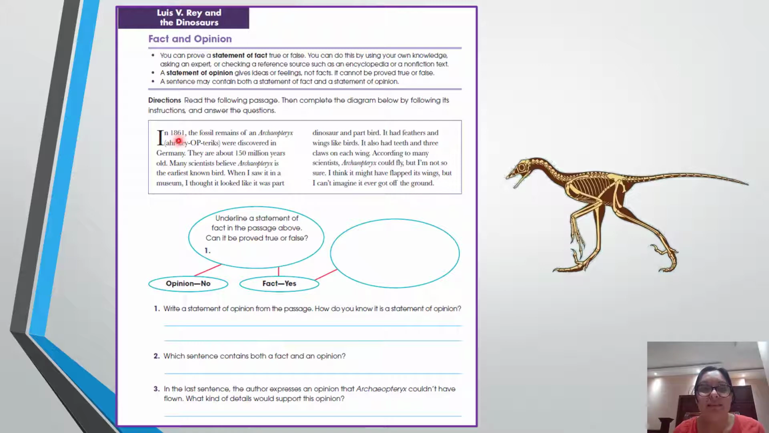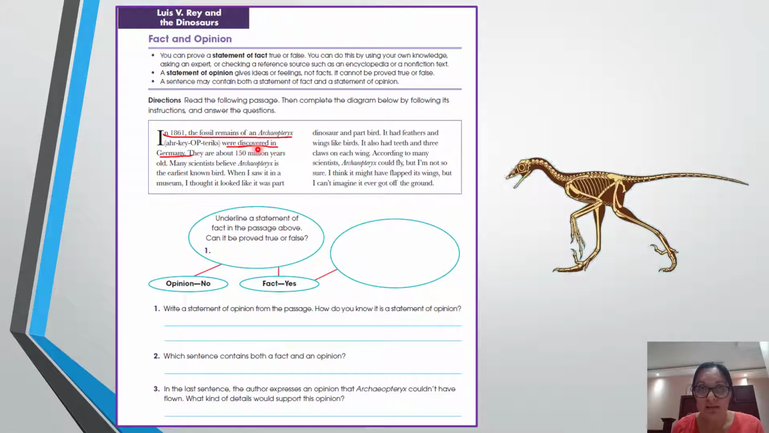In 1861, the fossil remains of Archaeopteryx were discovered in Germany. Do you think this can be a fact? Yes, right? So let's underline the first sentence because it's an example of fact. Okay, there we have our fact. And now tell me, we already did number 1.